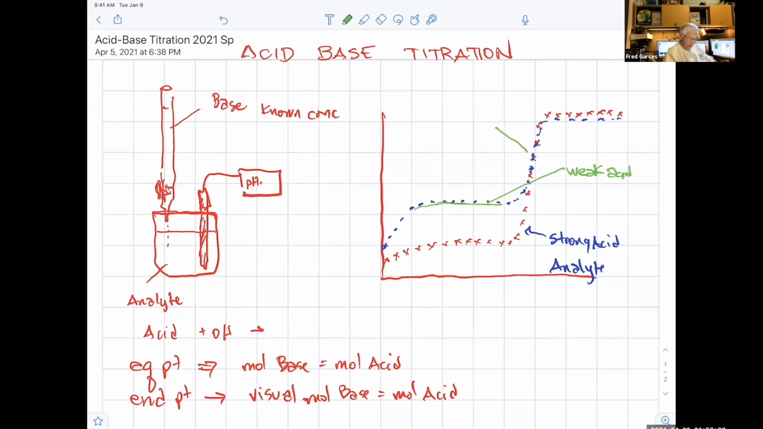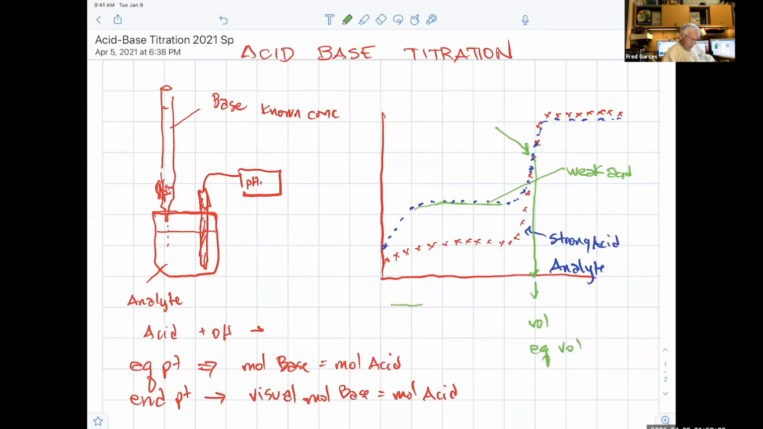What you want to do is find where the slope goes from positive, a slope like that, to negative, a slope that looks like that. So where the slope goes from positive to negative, that's your inflection point, and that's probably the equivalence point. Okay, and at that point, you can read the volume. We call that the equivalent volume.